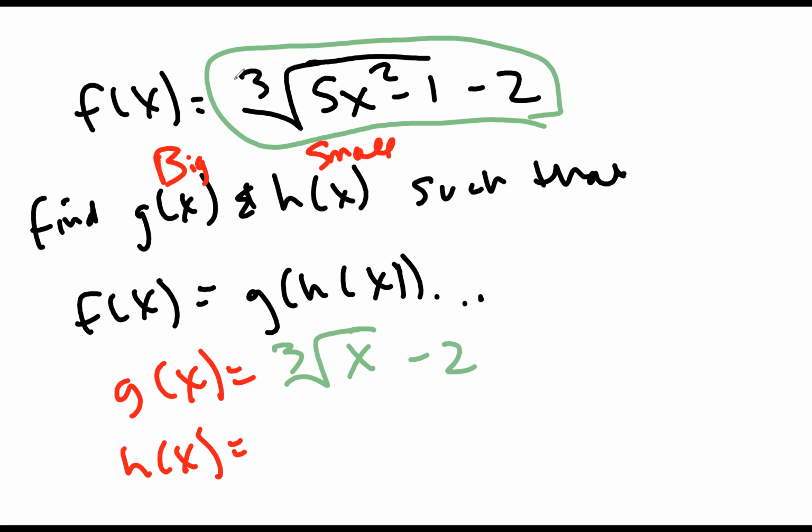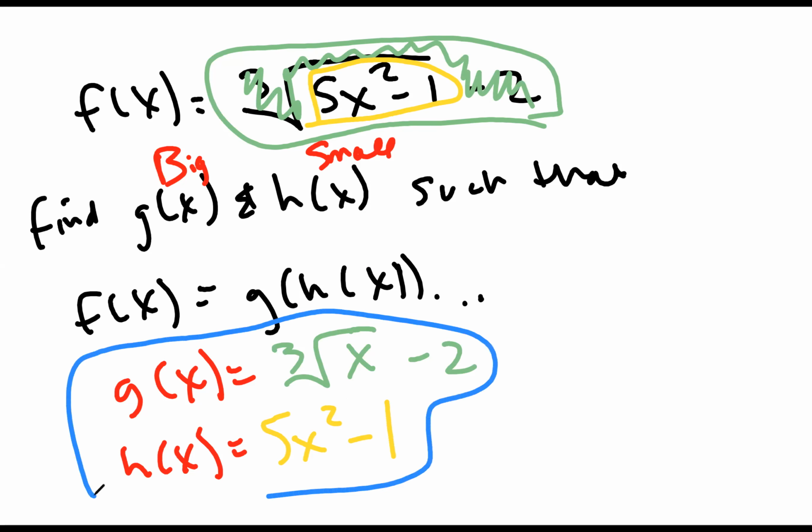And so now I've taken care of this, right? It's like I don't see this anymore. And I say, okay, well, what is actually being cube rooted and minus 2? Well, it's this stuff right here. This is the tiny function. This is the small function. So we'll say that h of x is 5x squared minus 1. And so believe it or not, we're actually done, okay? This is my final answer.